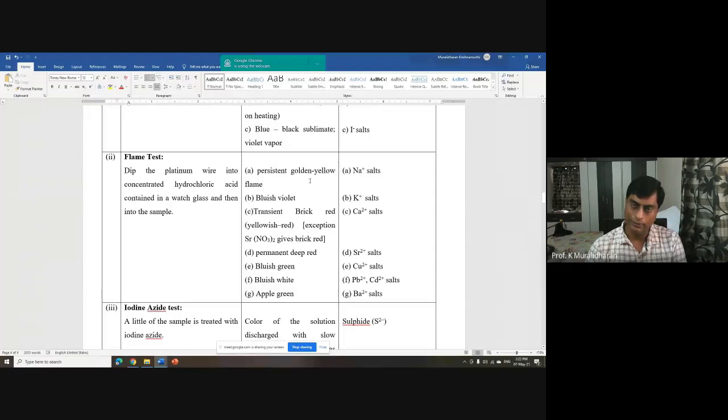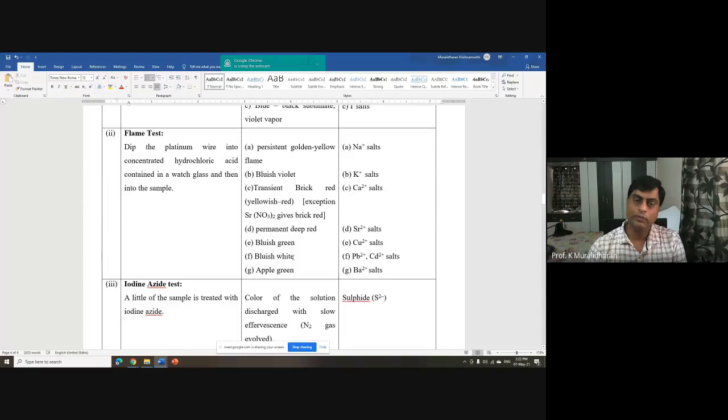So these are all very interesting colors, all coming from the apple green color from barium salt, right? So you have to write that an apple green color was seen, maybe indicating the presence of barium salt. Okay, so that is how you have to show it, with a small quantity in a watch glass.